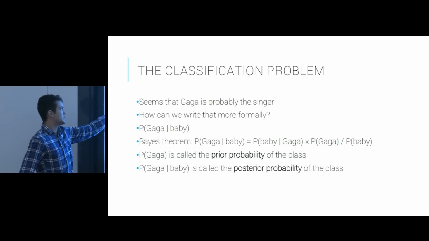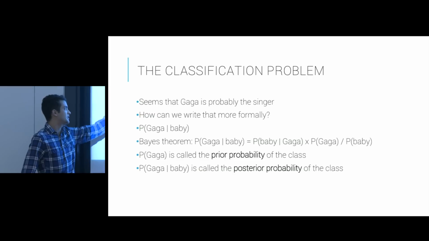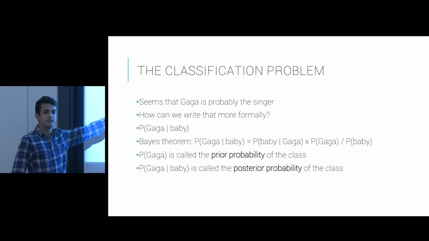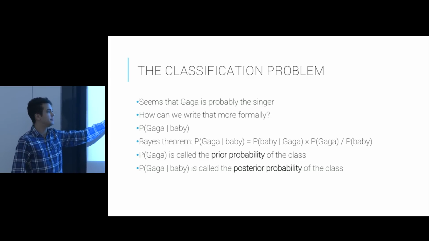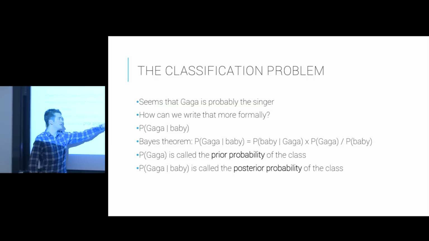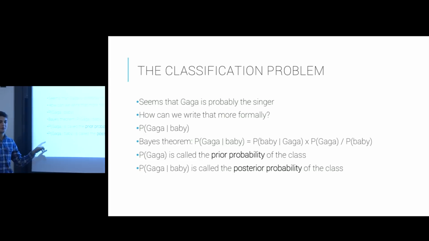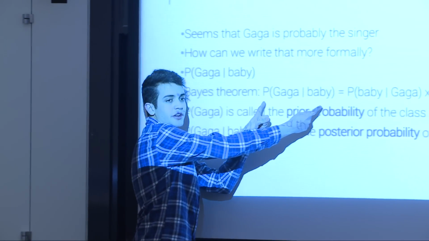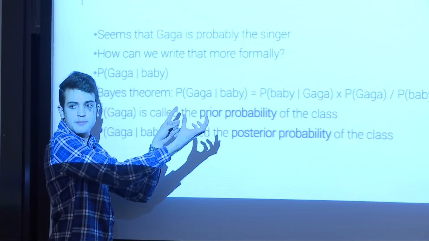So basically what I'm calculating is the probability that this song is by Lady Gaga, given that, so this bar means given that, I saw the word baby. Does that make sense? So I'm trying to calculate that probability. There is this theorem called Bayes' theorem that says the probability of A given B is the probability of B given A times the probability of A over the probability of B. This is a long equation, but what you have to understand is that this is what I want to calculate: the probability that the song is by Lady Gaga, given that I saw the word baby.